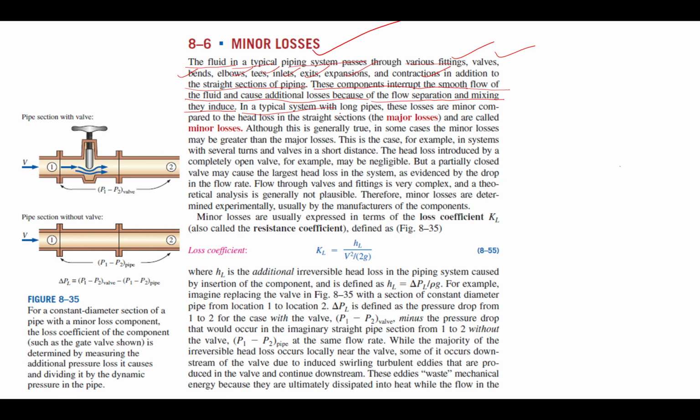In a typical system with long pipe, these losses are minor compared to the head losses in the straight section, that is the major losses, and are called minor losses. Why do we call them minor losses? This is the definition, because they are very small. So here is one very important thing. Although this is generally true, in some cases minor loss may be greater than the major loss. Yes, it may be possible, because it depends on lots of things.